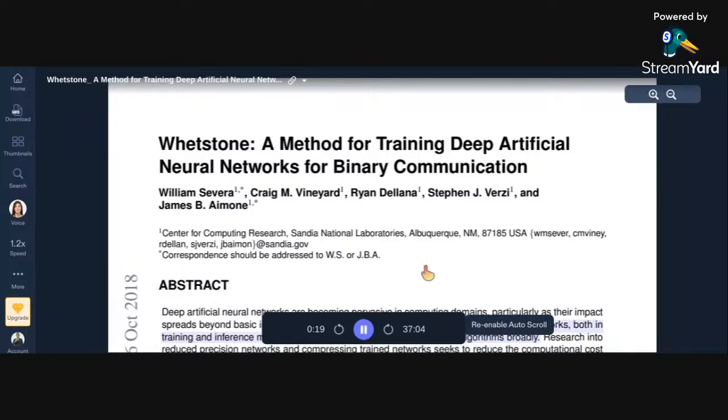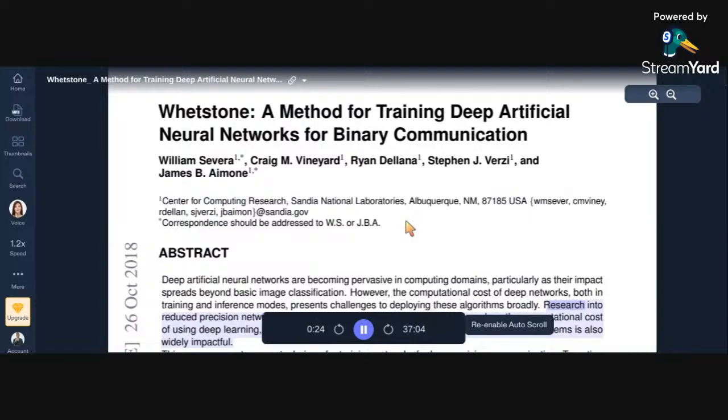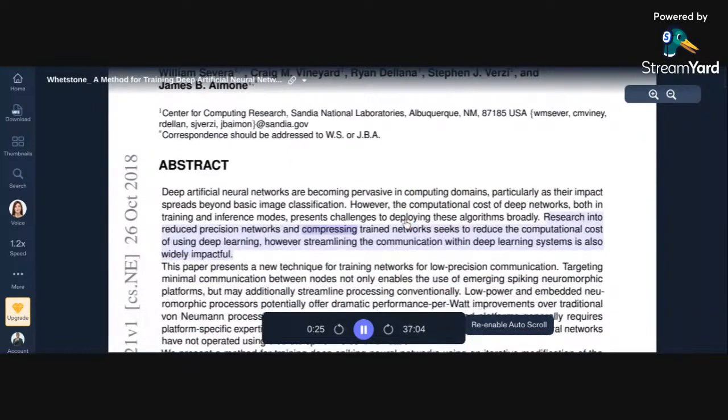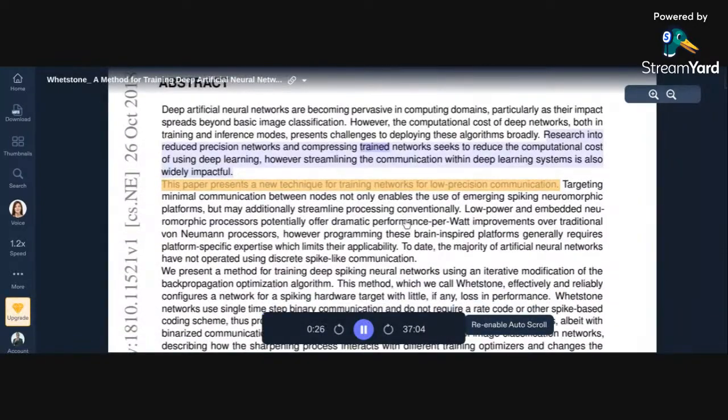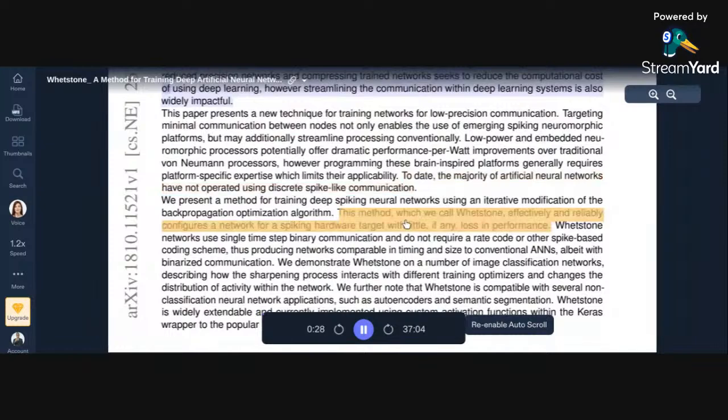However, the computational cost of deep networks, both in training and inference modes, presents challenges to deploying these algorithms broadly. Research into reduced precision networks and compressing trained networks seeks to reduce the computational cost of using deep learning. However, streamlining the communication within deep learning systems is also widely impactful. This paper presents a new technique for training networks for low-precision communication.